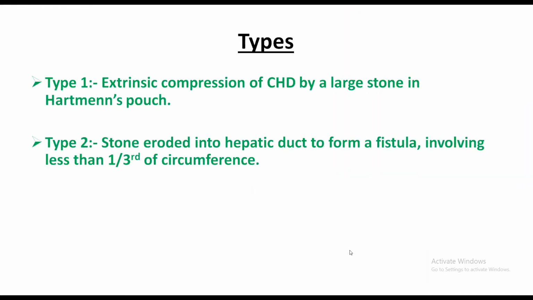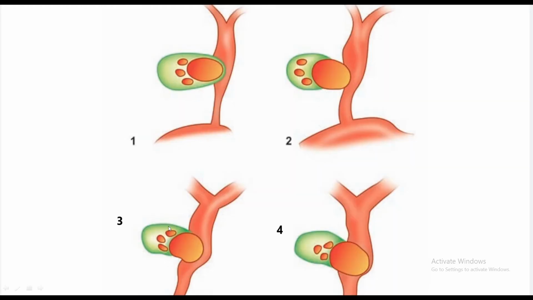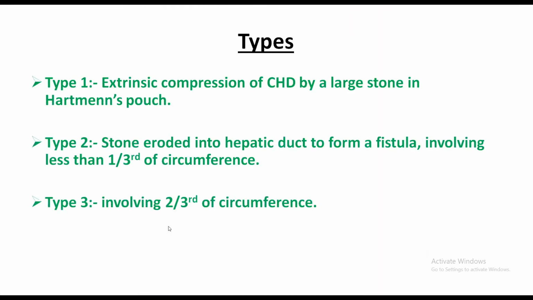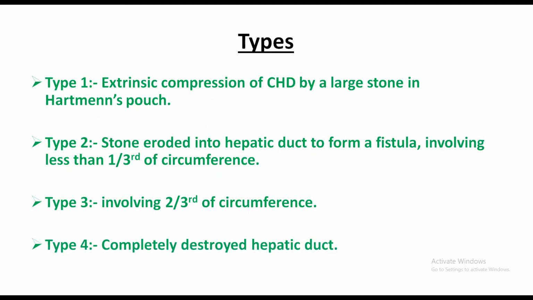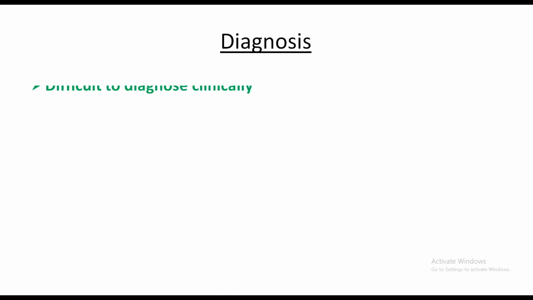Type 2 is where the stone has eroded into the hepatic duct to form a fistula involving less than one-third of the circumference. Type 3 is involving two-thirds of the circumference, you can see in the picture. And type 4 is completely destroyed hepatic duct. Now how will you diagnose?